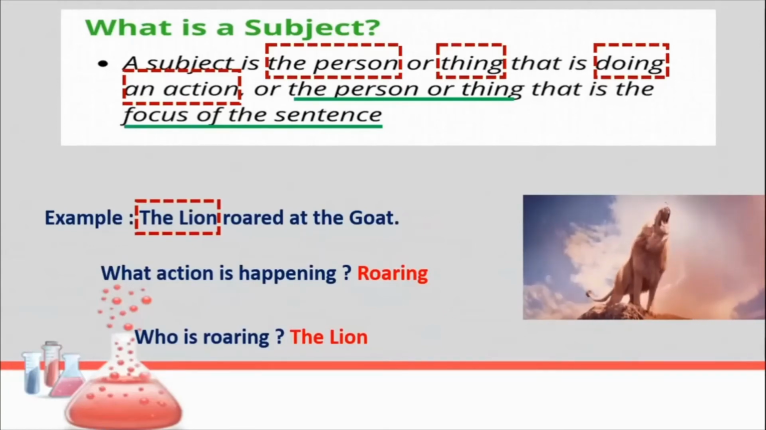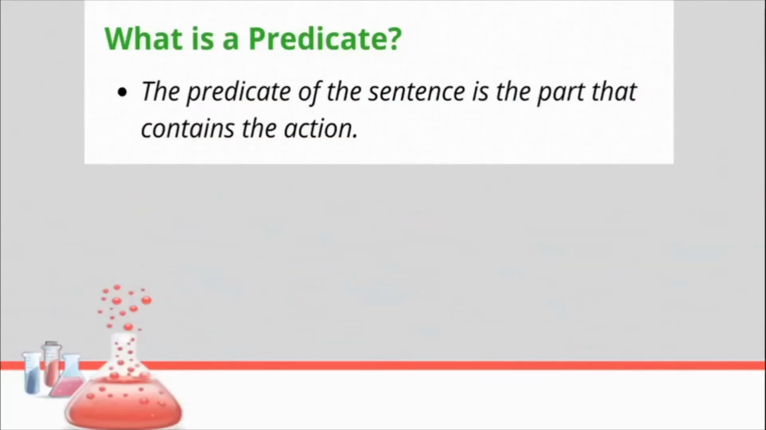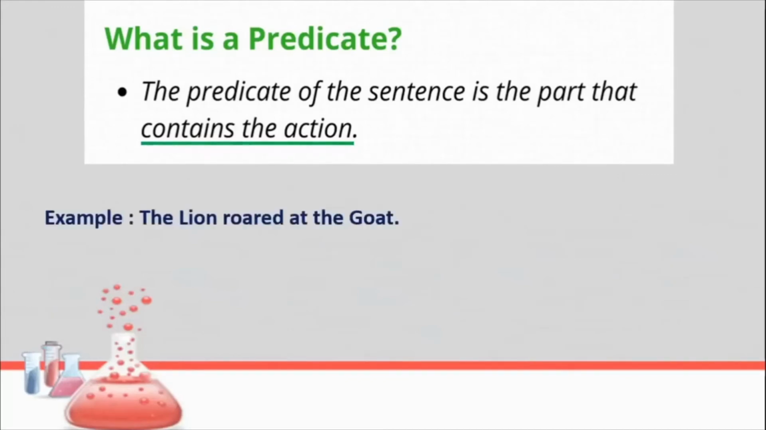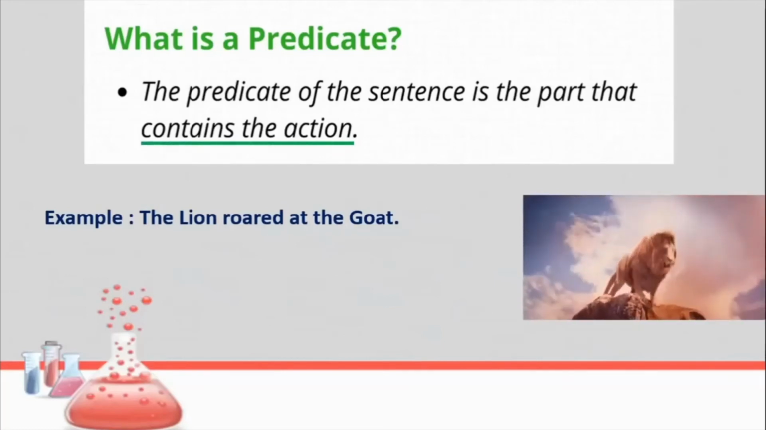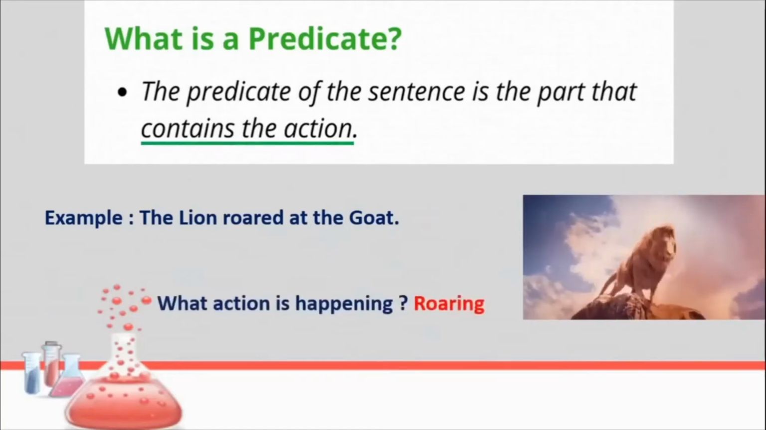All right. Like I told you, we will take the same example to understand what a predicate is. So what is a predicate? The predicate of the sentence is the part that contains the action. Okay. So it is the part which tells us what the subject is doing, or it tells us more about the subject. It gives us information about the subject. For example, see the same example again. The lion roared at the goat. So what is happening again? The same thing is happening. The lion is roaring at the goat. What is the action? The action of roaring.